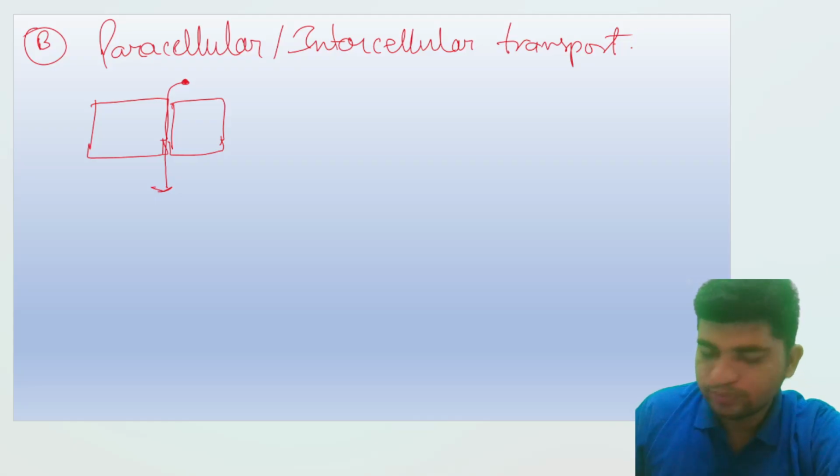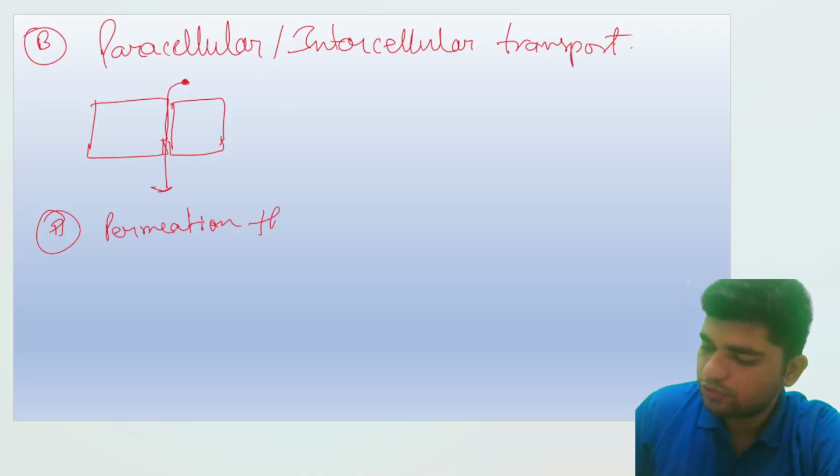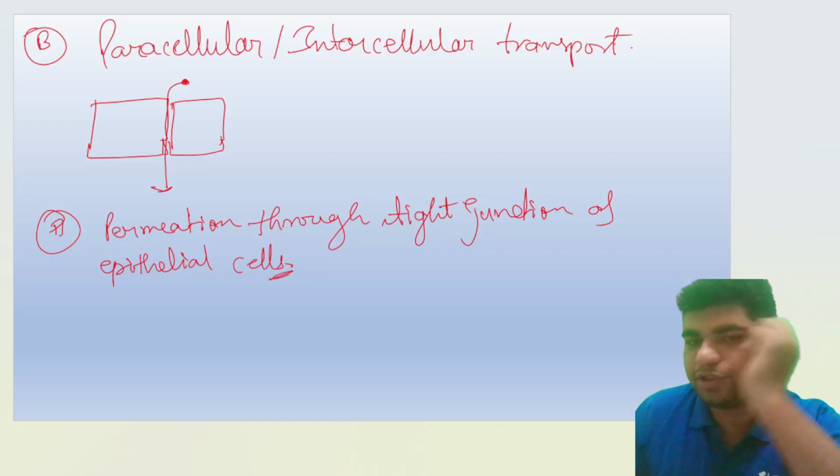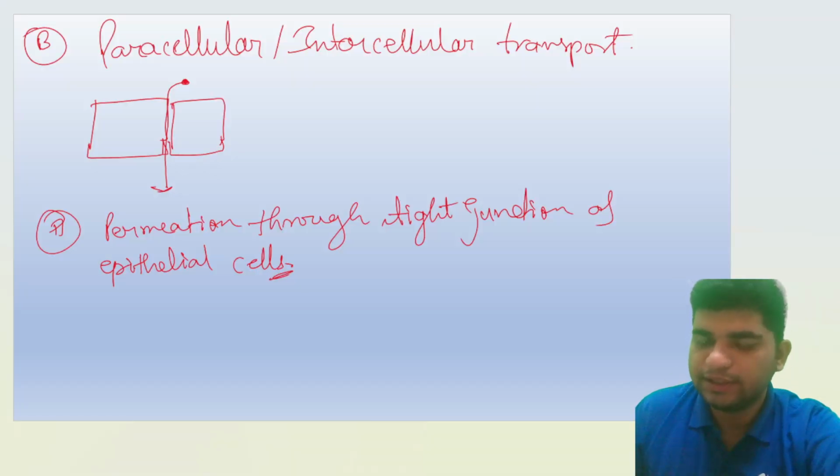So there are two types of paracellular transport. First one is permeation through tight junction of epithelial cells.